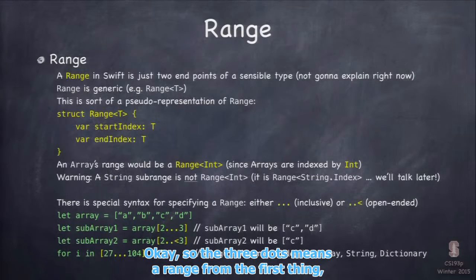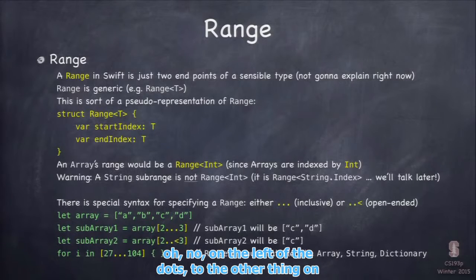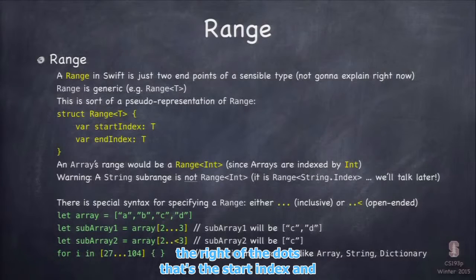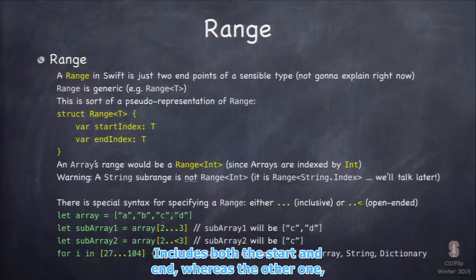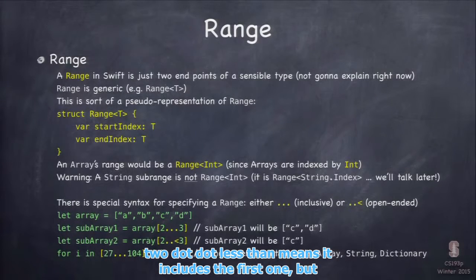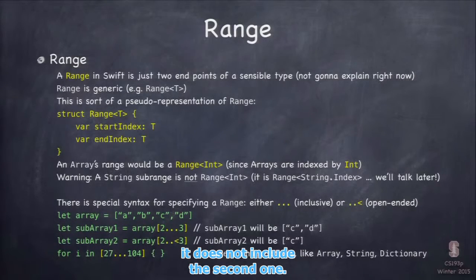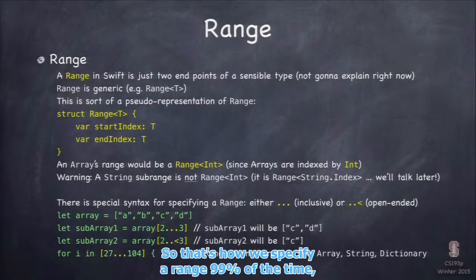and the special syntax is three dots or two dots and a less than sign. The three dots means a range from the first thing on the left of the dots to the other thing on the right of the dots. That's the start index and the end index, and it includes both the start and end. Whereas the other one, two dots and less than, means it includes the first one, but it does not include the second one. So it's an open-ended range. Both of those kinds of ranges are common. So that's how we specify a range.